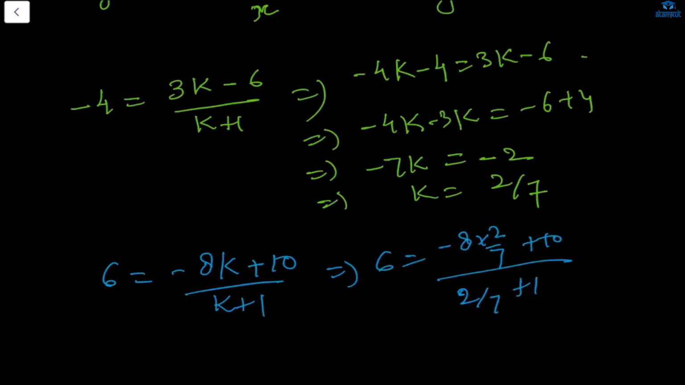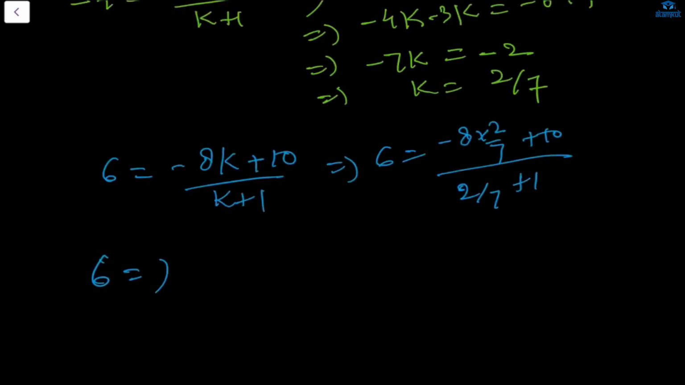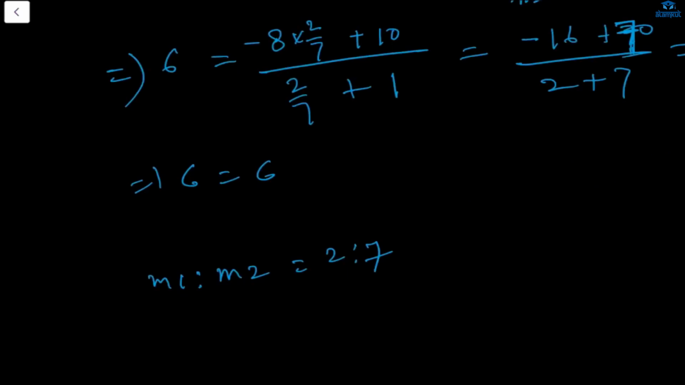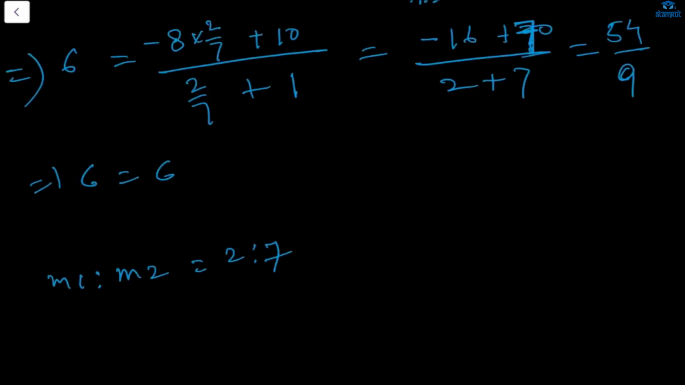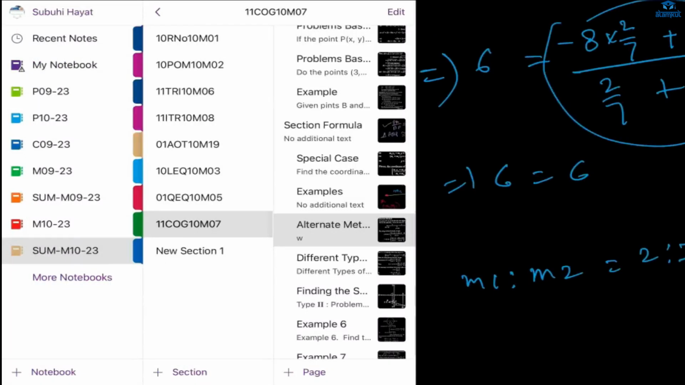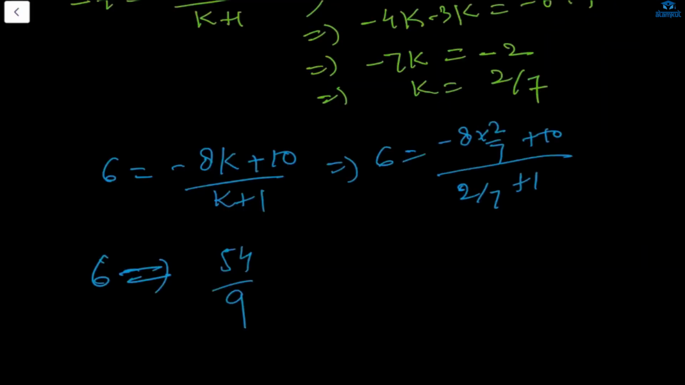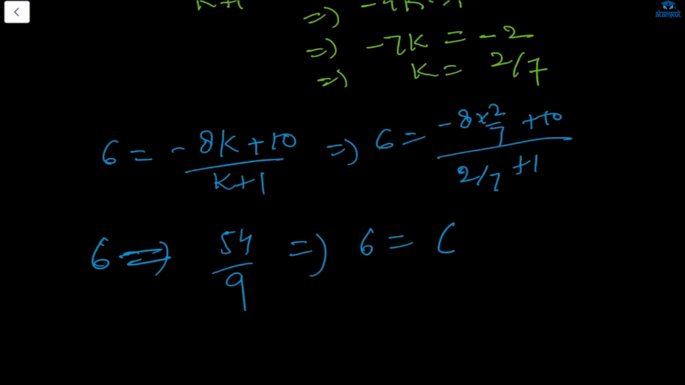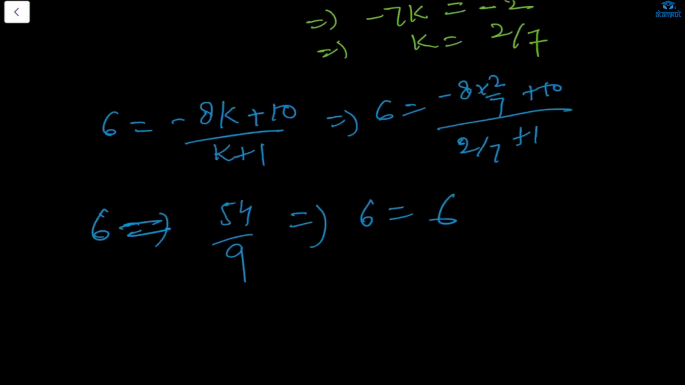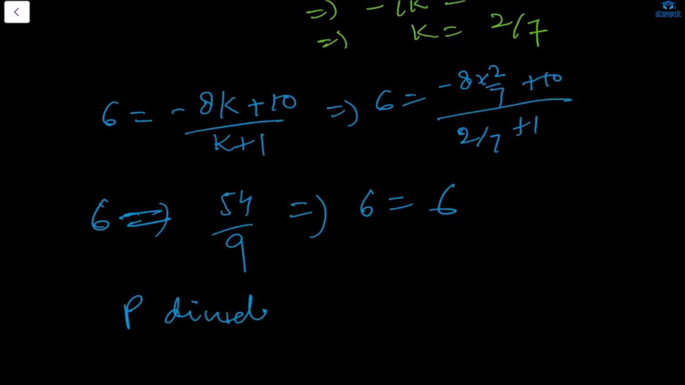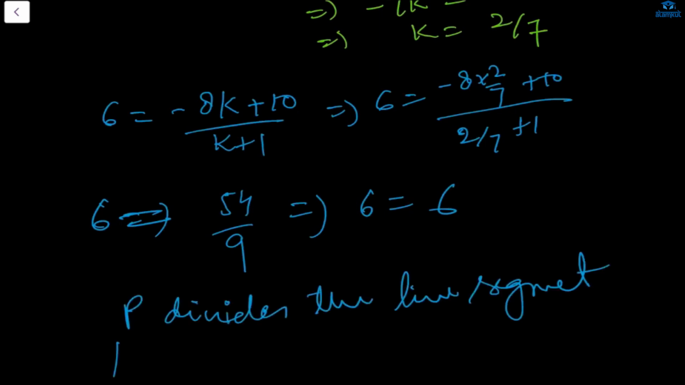Now same way, we have already seen the value of this when we multiply. See, the same we have done here also. We have got 54 by 9. If you solve it again, you will get 6 is equal to 6. So here it is verified. So you can write that P divides the line segment AB in the ratio 2:7.